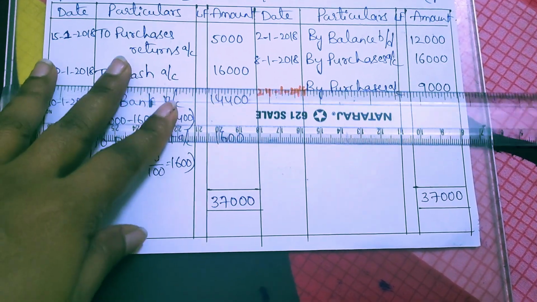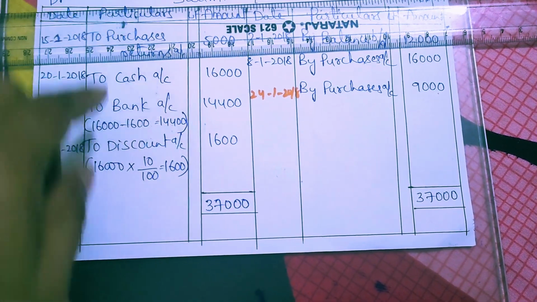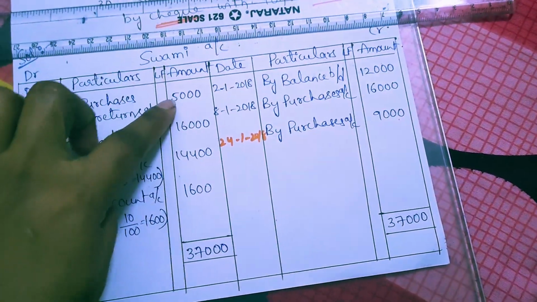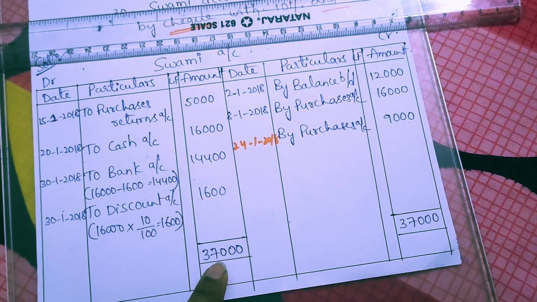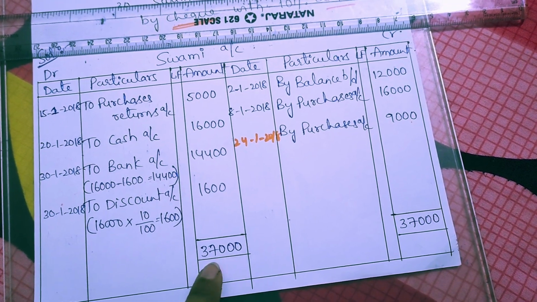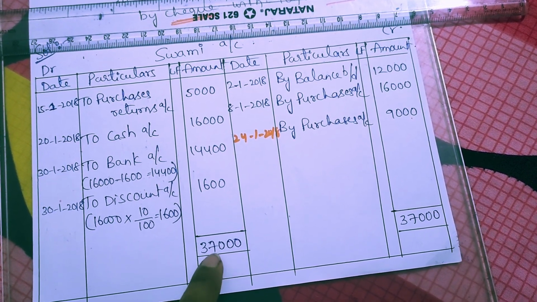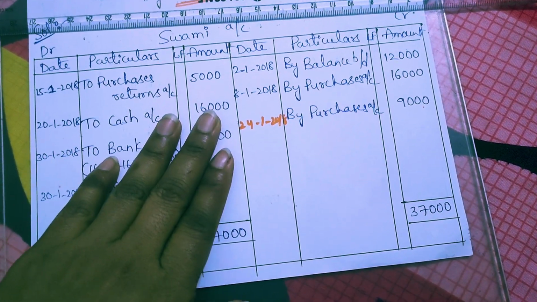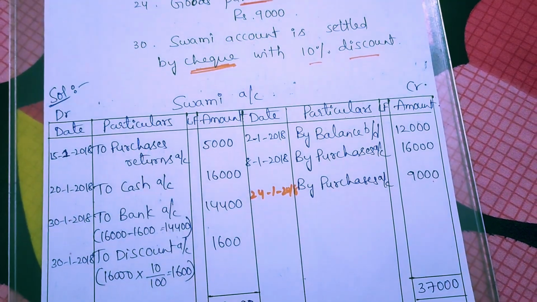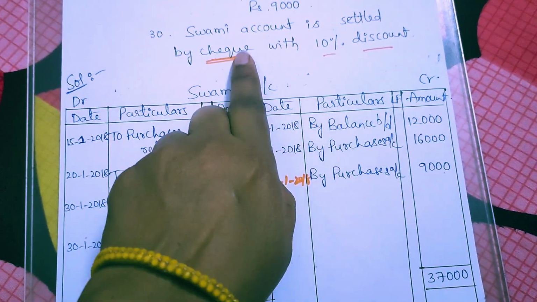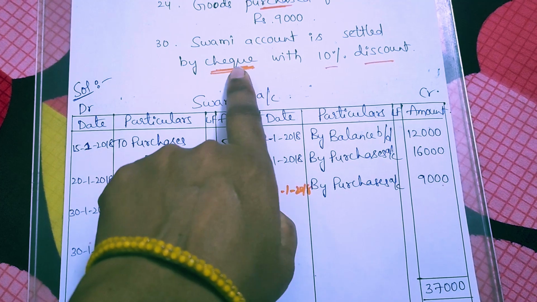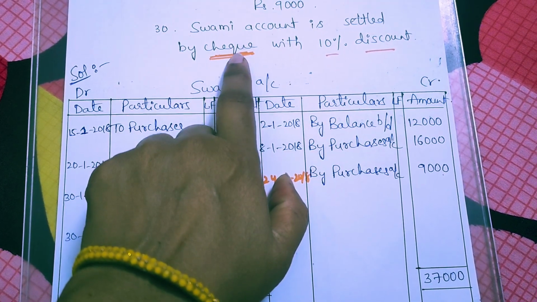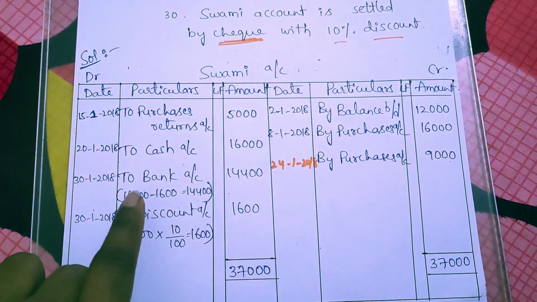So how much amount will you get? 16,000 actually. If you deduct 21,000 from 37,000, you will get 16,000. Okay, 16,000 we should record here. But since the account is settled with a check and a discount, we should write two items: check one item, discount one item. But check-related items will be shown in the form of bank.